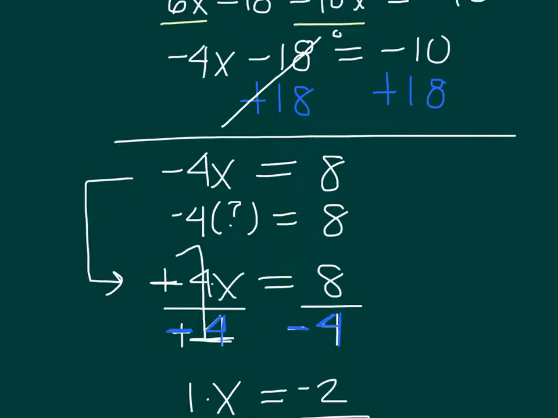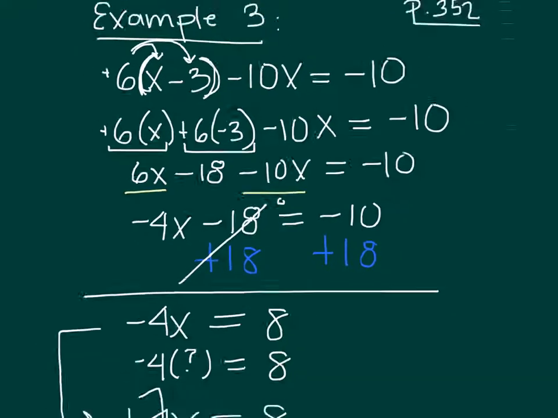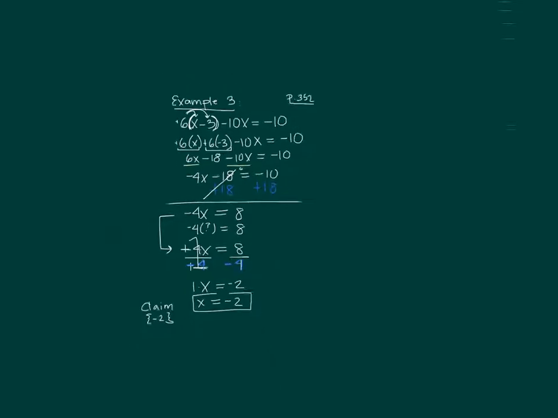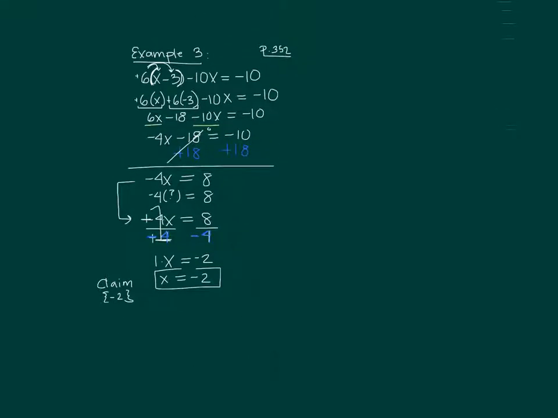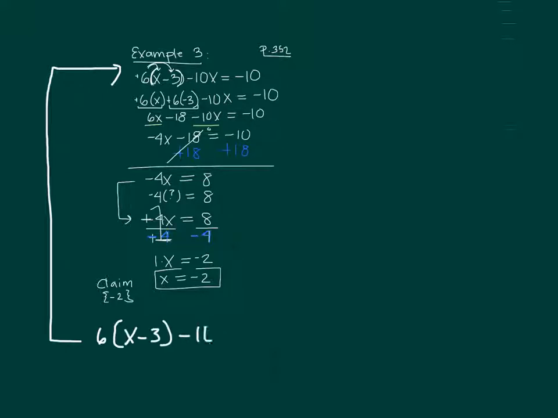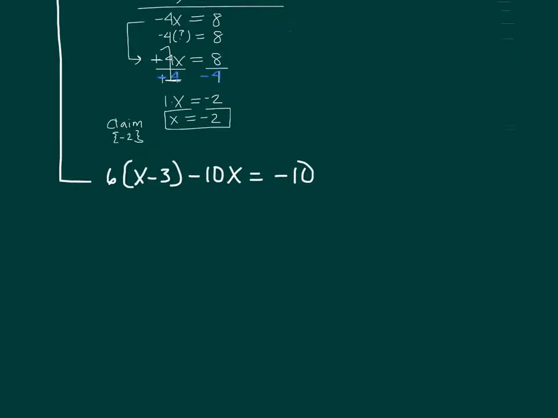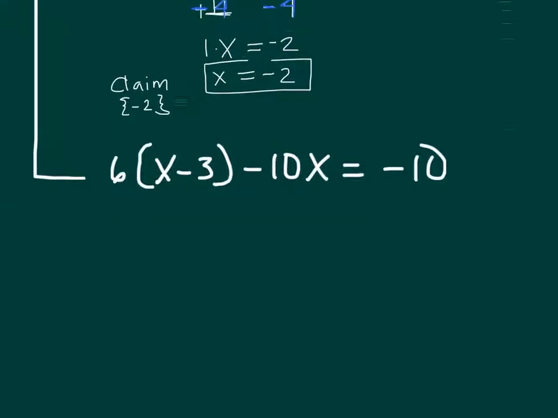So it was our original equation. Oh, it's way up here. I will make this a little bit bigger, but I just wanted to make sure I have the right equation. When you check, you have to use the original equation. You cannot use any of these. It has to be the original one. So we have 6 times the quantity x minus 3 minus 10x equals -10, and I claim that my solution set is -2.